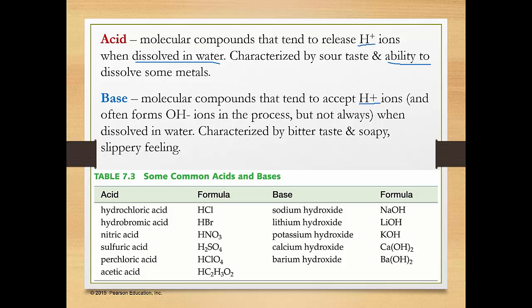Very often, a base tends to form hydroxide ions in the process of accepting H+. Not always. The ones we're going to look at in this chapter will be producing hydroxide ions, but just be aware, it gets really confusing when you get into organic chemistry if you think you're supposed to have a hydroxide. So be aware, you don't always have to have a hydroxide. Characteristics of a base, they tend to have a bitter taste.